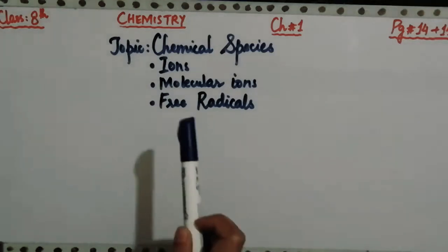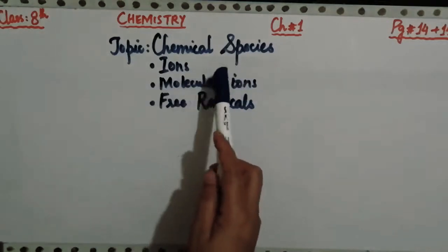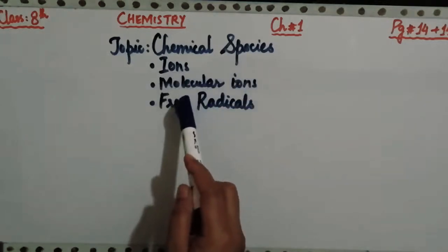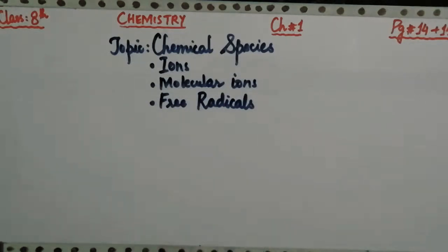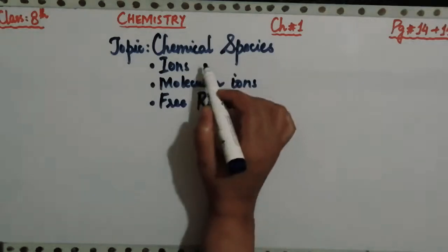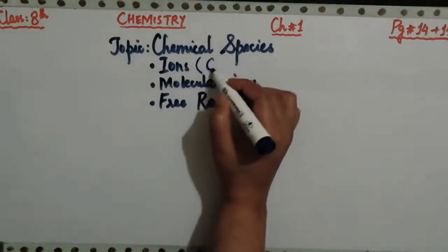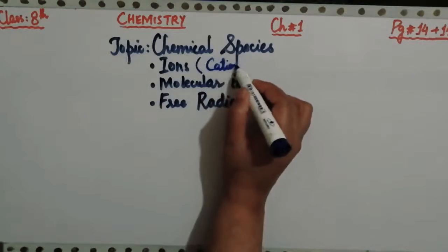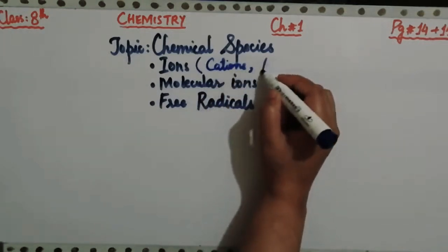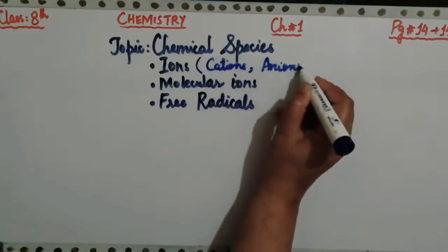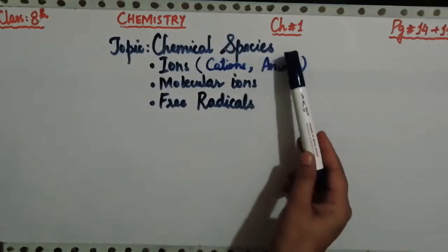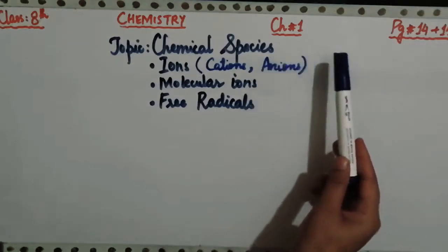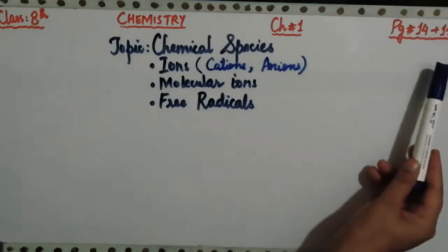Today we are going to discuss the topics chemical species including ions, molecular ions and free radicals. Basically we have two types of ions, cations and anions. Under these topics we are going to complete today's lesson. These topics are given in chapter number 1, Fundamentals of Chemistry, on pages 14 and 15.